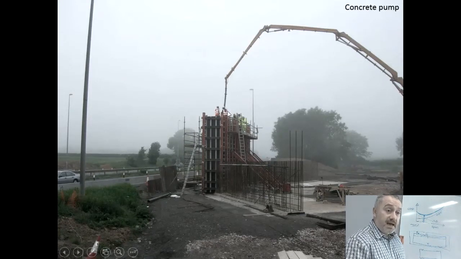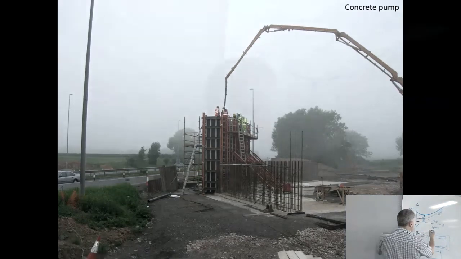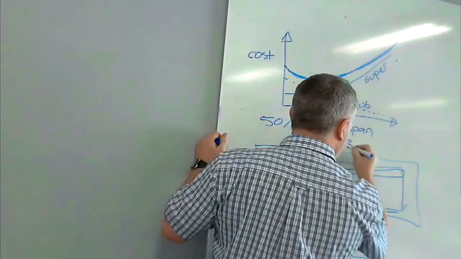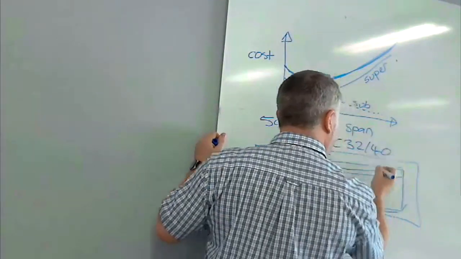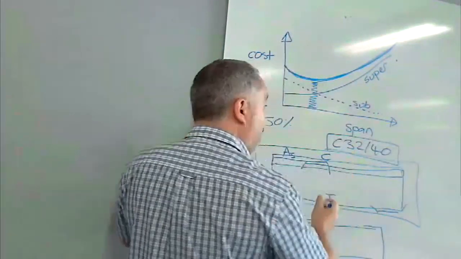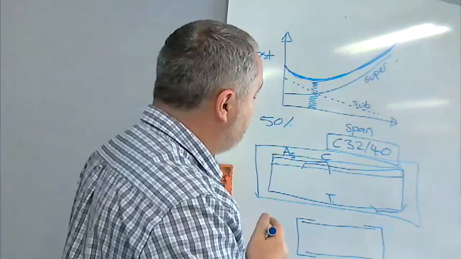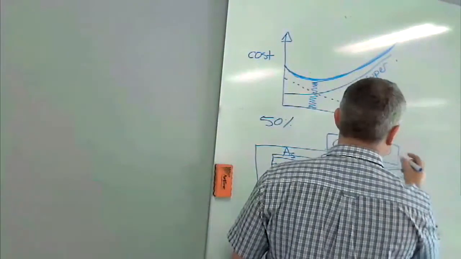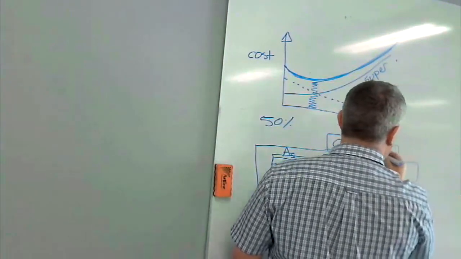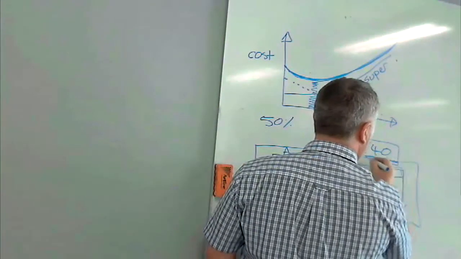The concrete is a C32/40. Does anyone know what it means? What is a C32/40? Isn't that to do with the strength? Yeah. That's the range between 32 and 40 newtons. Yeah. In the UK, we use that one, this 40.